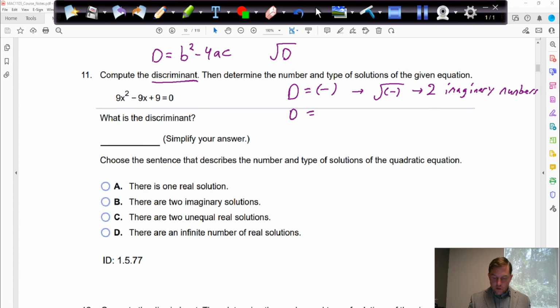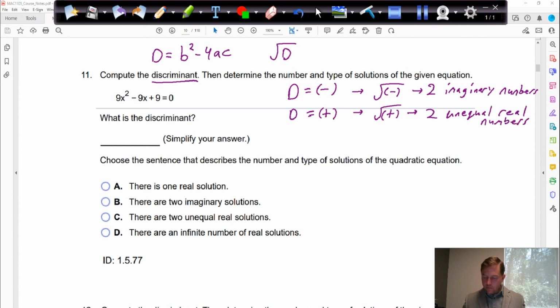Okay, if the discriminant is positive, then you get the square root of a positive number in the quadratic formula, and that's going to give you two unequal real numbers. So just like the problem before the previous one, it was the square root of 16. The 16 was positive, and we got two unequal real numbers. The answers were -3 and -7. So we got two real numbers that were the answer.